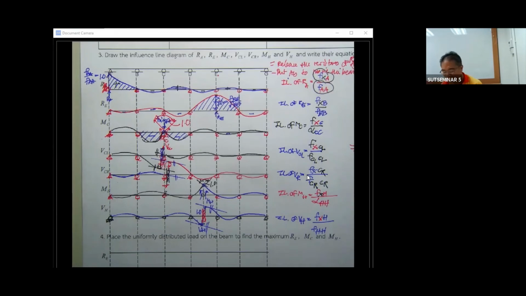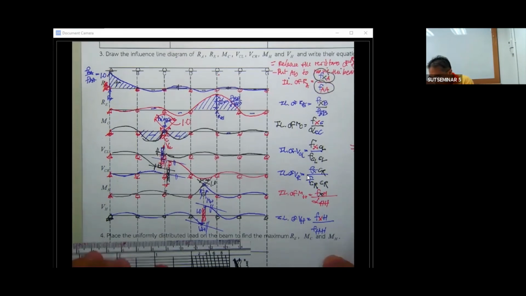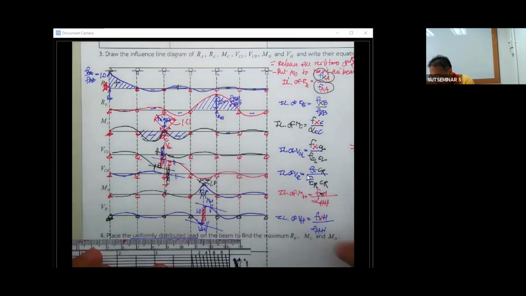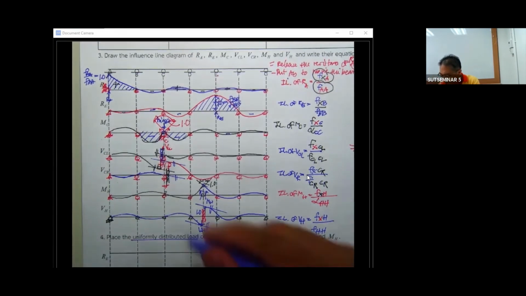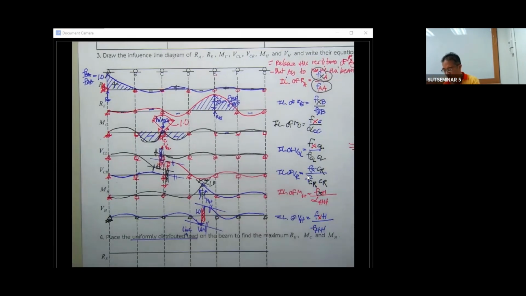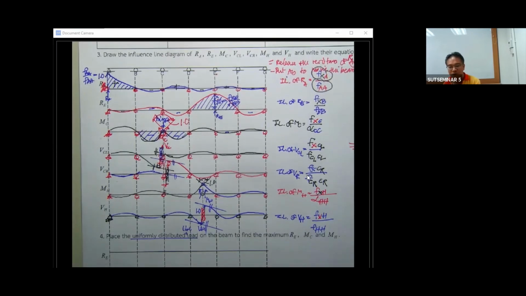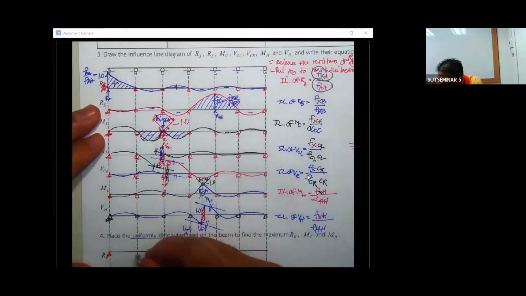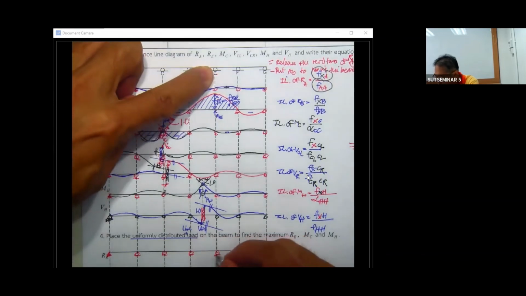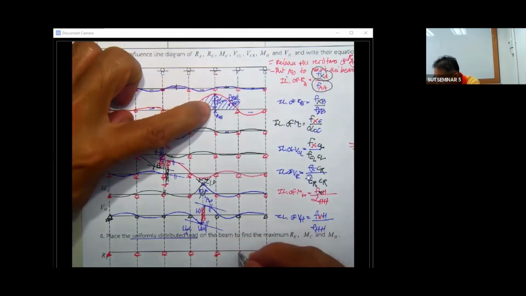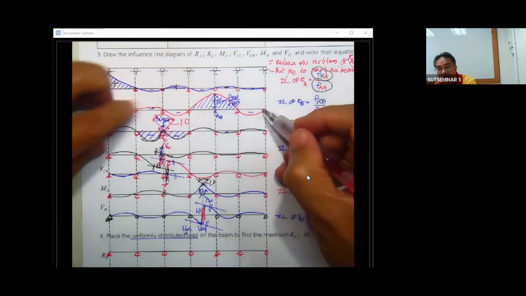And then the next one, if we have uniformly distributed live load, okay, for R sub E. How should we put the uniformly distributed load on the beam to obtain the highest reaction at point E? Okay, go to the point E. Go to the point E. Okay, this is the influence line of R sub E.